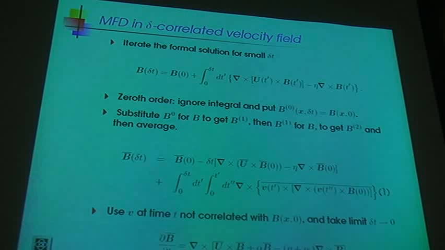But what you have done is to use this fact that the velocity field at any time in this flow, in this artificial flow, does not care about what the magnetic field did at the previous time. This is what allowed you to split this averaging and go to the mean field equation.